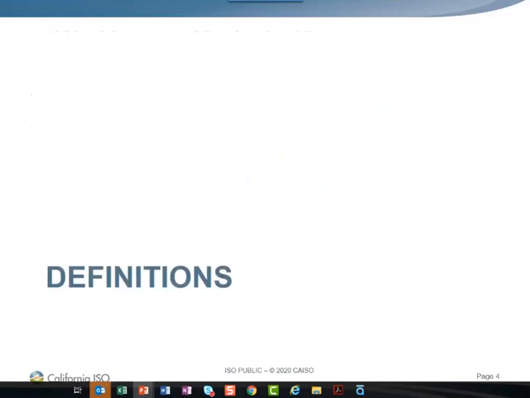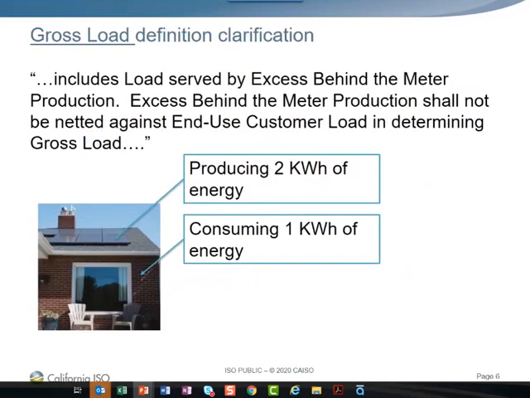So let's start out with some definitions. So we had a gross load definition, but now we're going to add in there that it includes loads served by excess behind the meter production. Excess behind the meter production shall not be netted against end-use customer load in determining gross load.